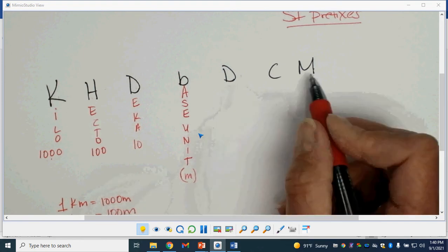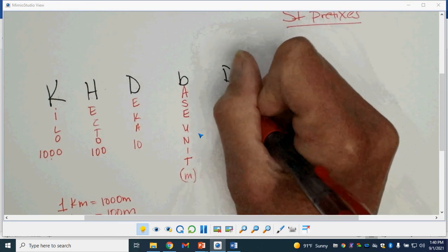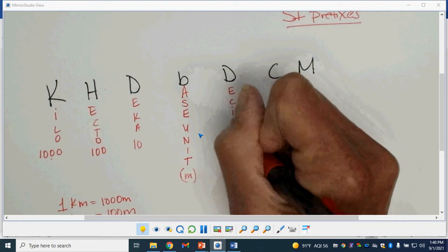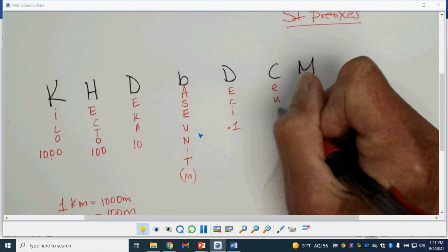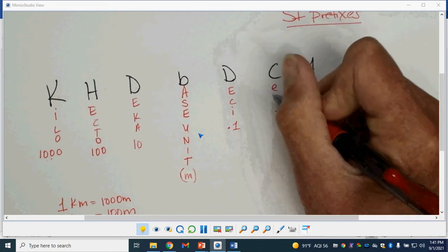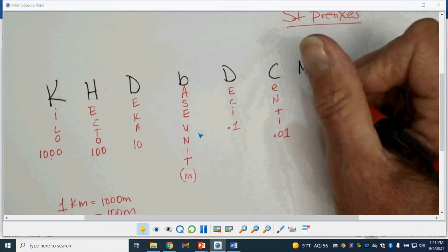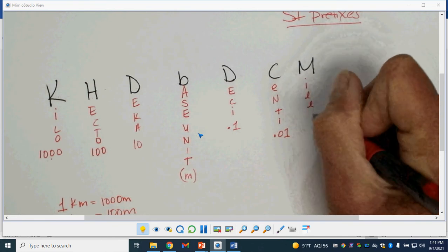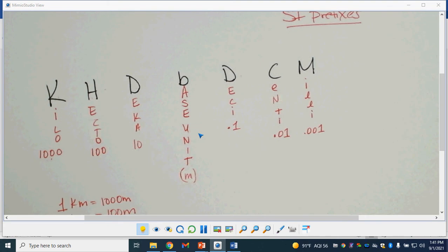So on this side, these prefixes are smaller than our base unit. So D is deci, which means a tenth. C is centi, which is 100th. The M over here is milli, and that is 1,000th. So I'm going to need several of these to make up one of these, if that makes sense.